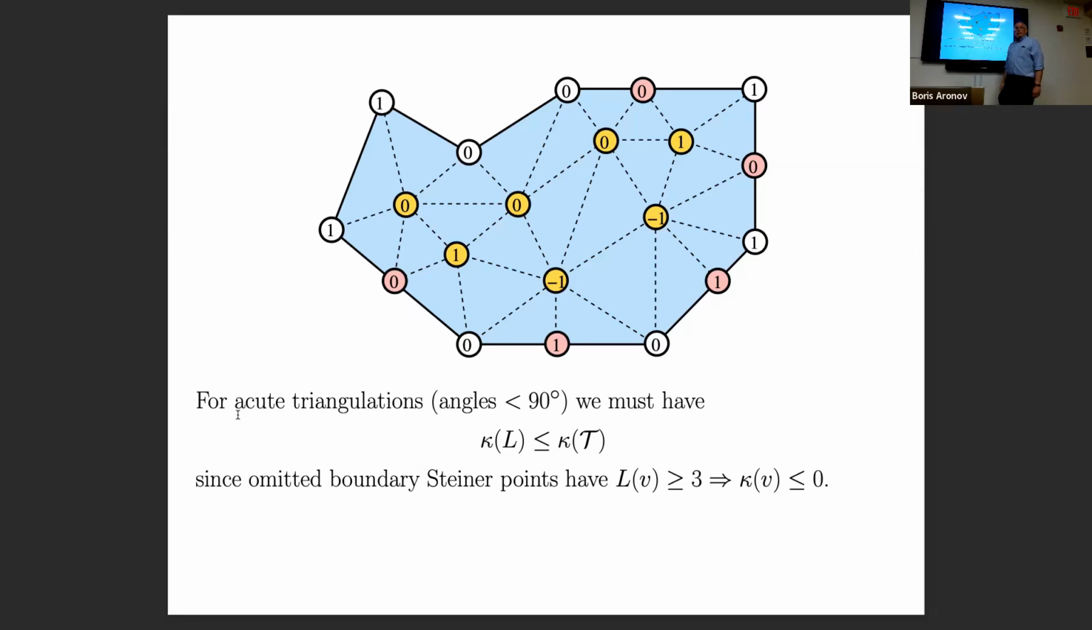I'm just throwing away negative terms. So if I have an acute triangulation, I must have a labeling so that the sum of the curvatures of the labeling is less than or equal to the sum of the curvatures of the interior. We okay with that? So everything I'm going to talk about today is sort of on this level of logic.